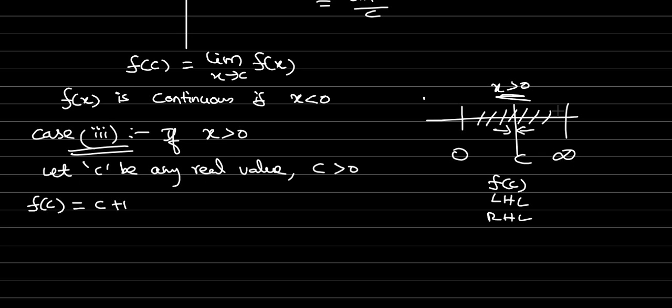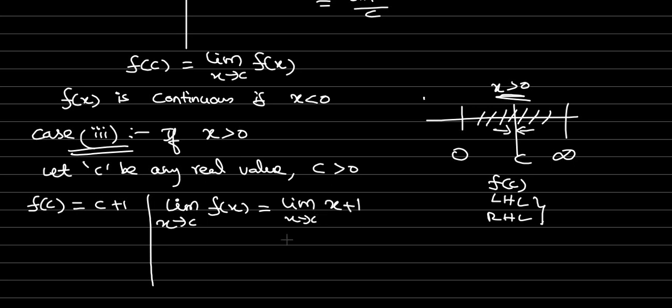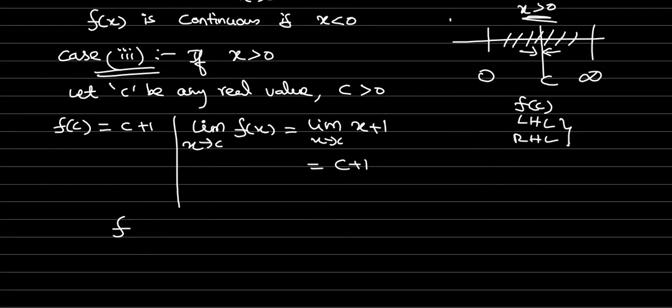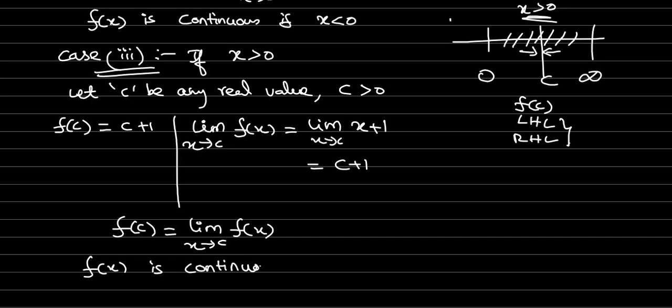So instead of finding left hand limit, right hand limit separately, together itself we can find out. So limit x is approaching to the C, f of x. So suitable f of x is what? X plus 1, because C is greater than 0, no? So x plus 1. Now apply the limit: C plus 1. Now from this what we can say? F of C value and limit x approaching to C, f of x, both are the same. So from this what we can say? F of x is continuous if x is greater than 0.